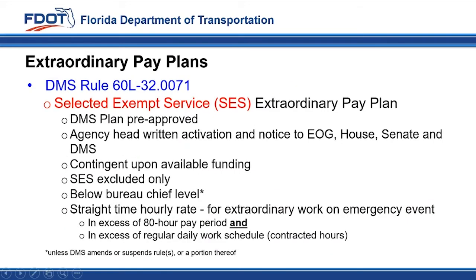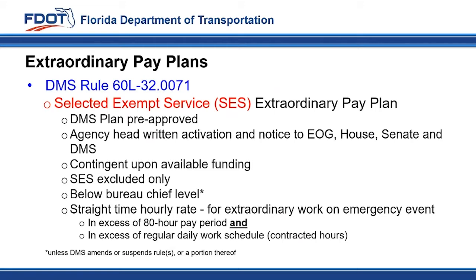Chapter 60L-32.0071 Florida Administrative Code provides the DMS may approve a fiscally sound agency-wide plan for the payment of extraordinary compensation to excluded selected exempt service SES employees below the bureau chief level. FDOT has such an approved plan by DMS.